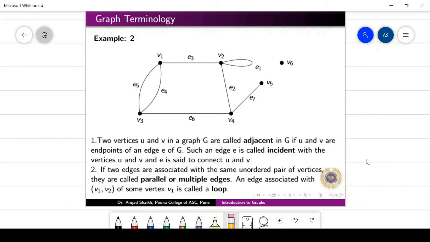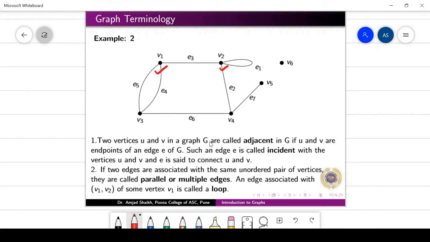We see that two vertices u and v in a graph G are called adjacent in G if u and v are endpoints of an edge e belonging to G. So in this diagram v1 and v2 are adjacent vertices. Here this v1 and v2, this one and this one, are adjacent. v1 and v4 are not adjacent. Similarly v3 and v5 are not adjacent, but v3 and v4 are adjacent vertices.